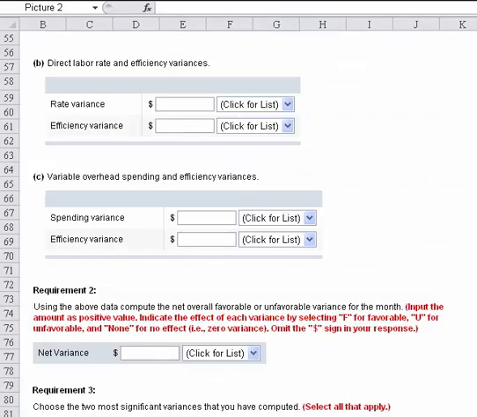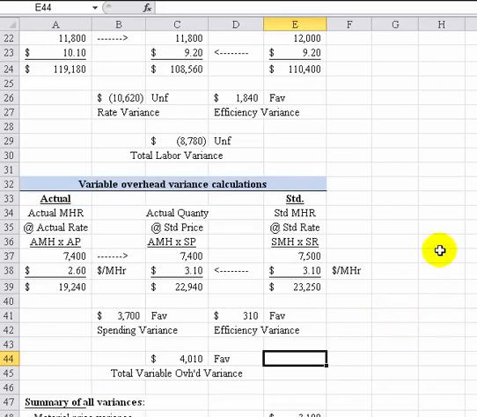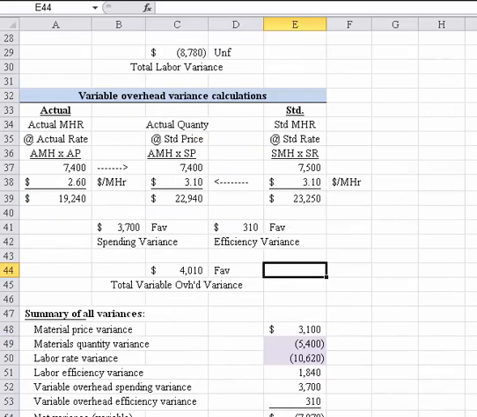Next, we tackle requirement 2. It says, using the data we've computed, come up with the net overall favorable or unfavorable variance for the month. So I'm just going to illustrate what that answer was. That was my cell phone telling me it's fully charged. That's what that beep was in the background that you probably heard.